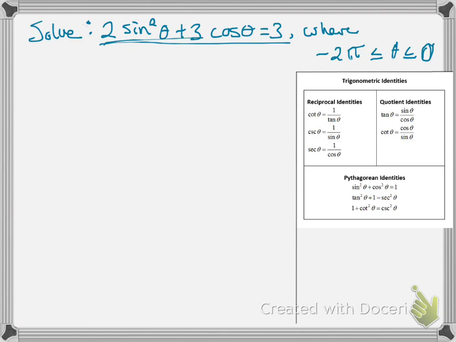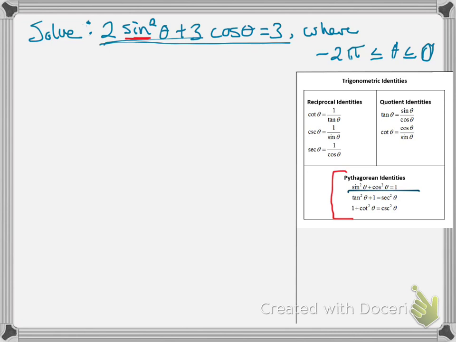So the first thing that jumps out to me is this sine squared here. Because I see this, the first thing that jumps into my mind is to use one of these Pythagorean identities, right? So I'm going to go ahead and write that out over here. So I'm going to be using this guy right there.